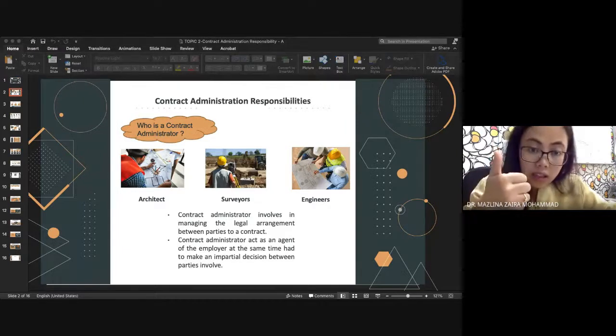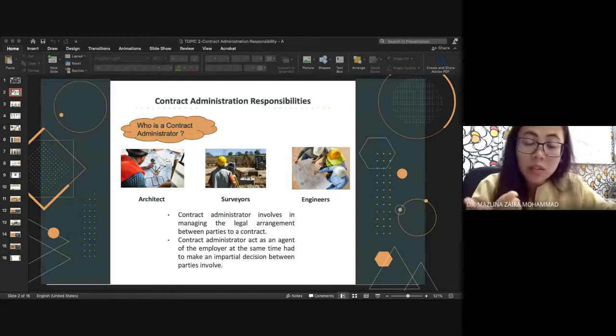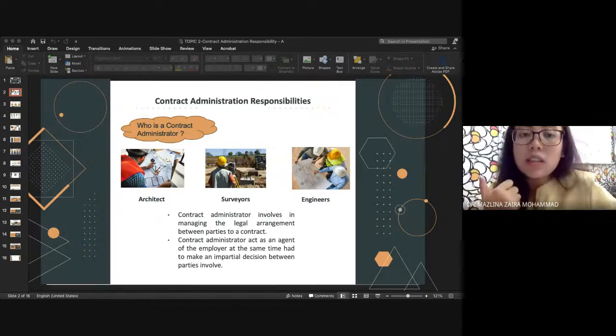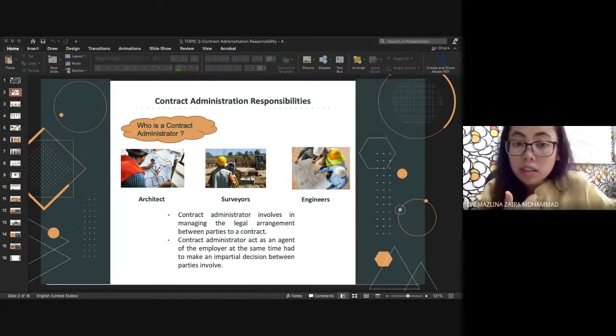Either architect, CNS engineer. You know CNS? Civil and structure. The roles of civil and structure engineers, what are they doing? You know the roles or not?